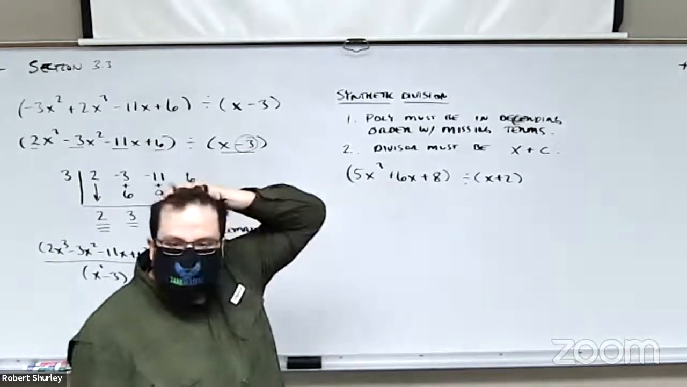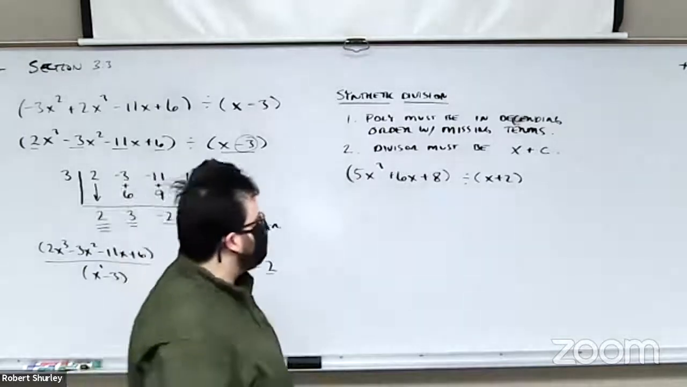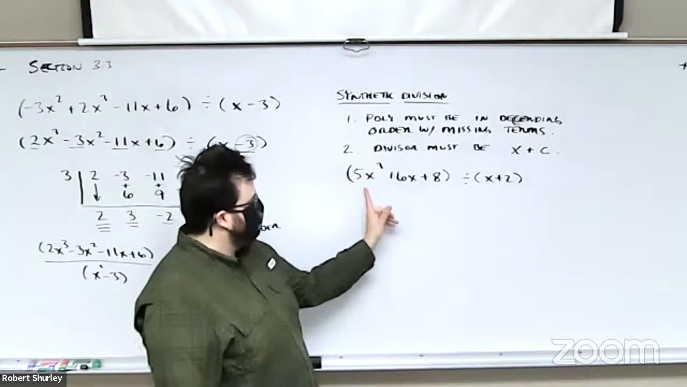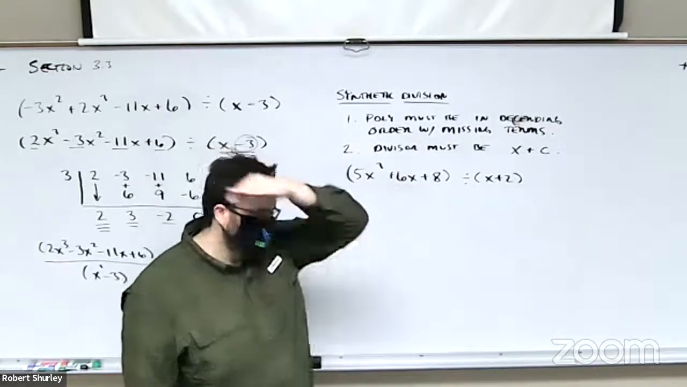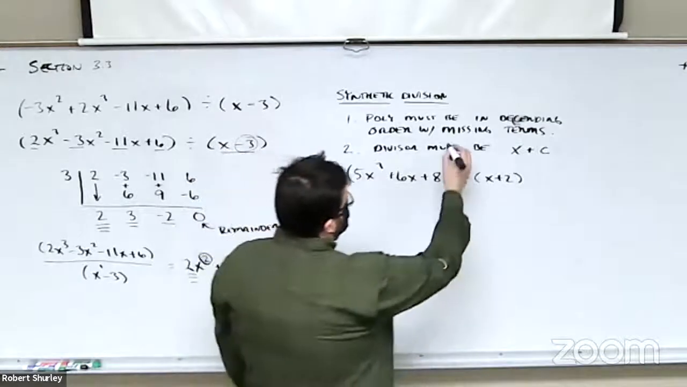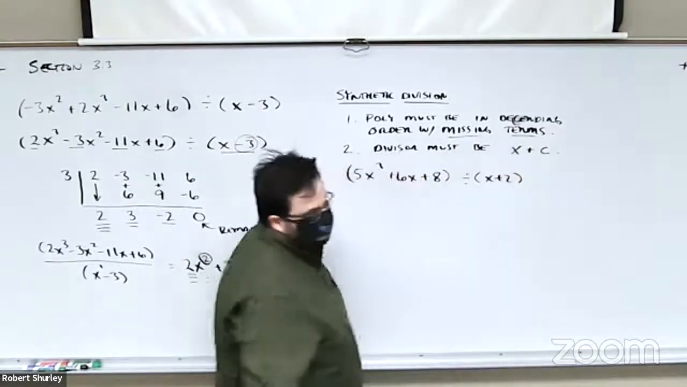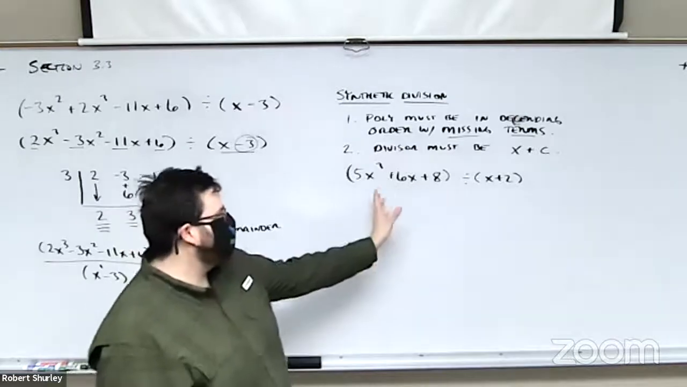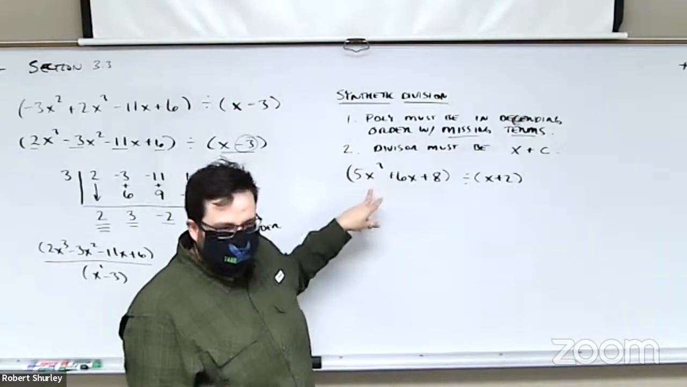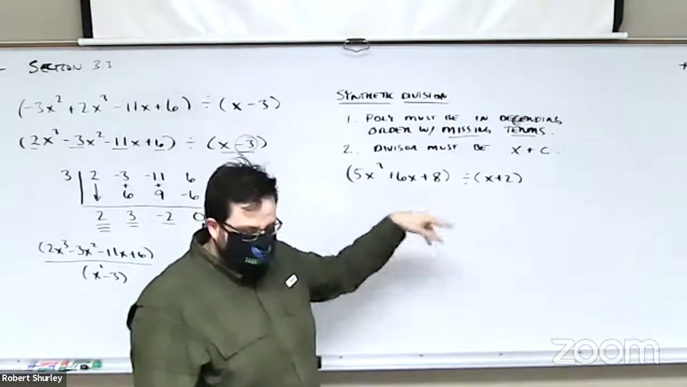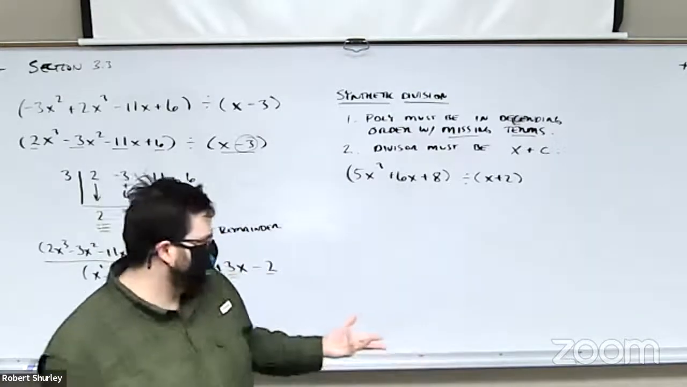Okay, so this one, now we're in descending order, right? Cubed, x, and a constant, but we have a missing term. We have a missing term here. We don't have a squared term. Do you guys see that? We got a cube term, we got an x term, we got a constant. We don't have a squared term.